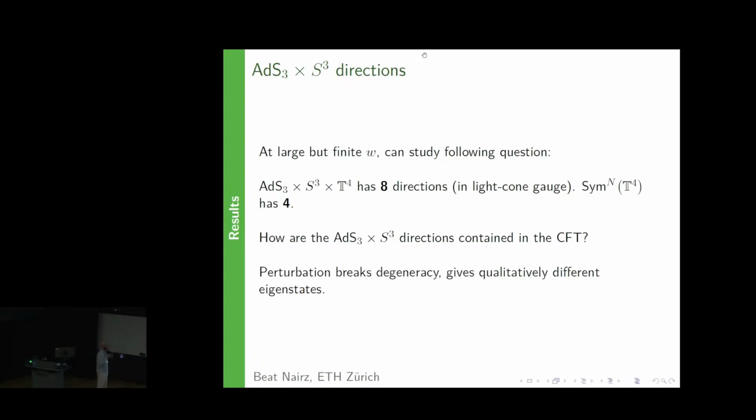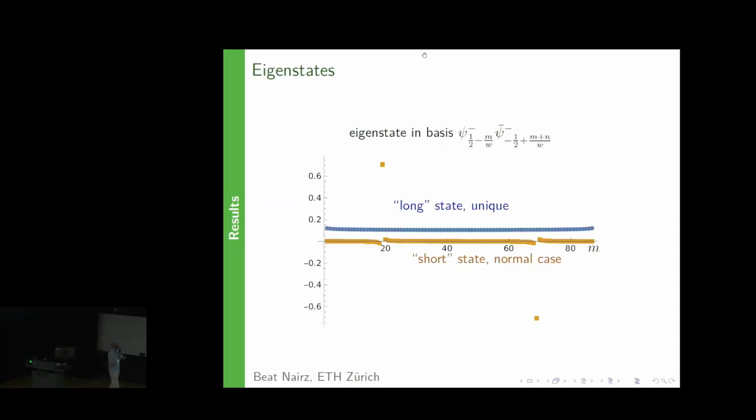The qualitative answer is the following. As I mentioned, at the free point, you have this higher spin symmetry and everything is completely degenerate. You don't see any difference. But when you turn on the perturbation, this singles out some eigenvectors, and we see some qualitative differences in this large W limit. So I plot them here in a certain sector. These are the eigenstates made out of 2 fermions.